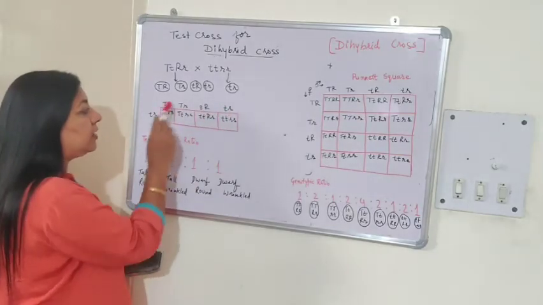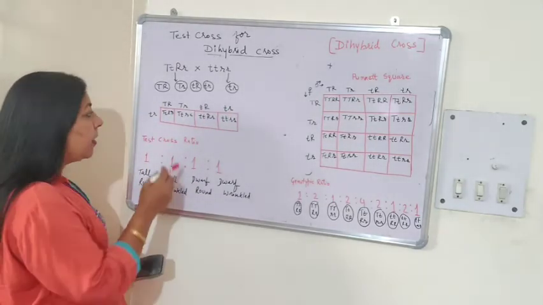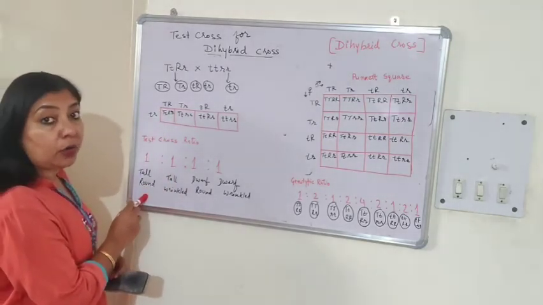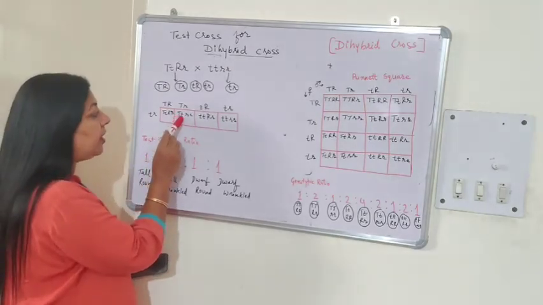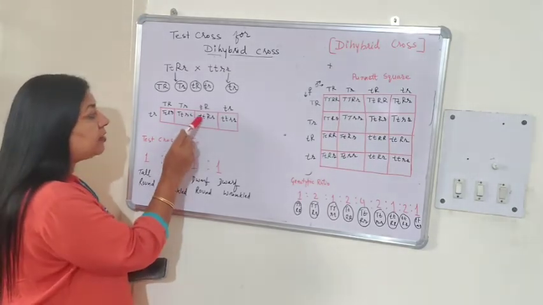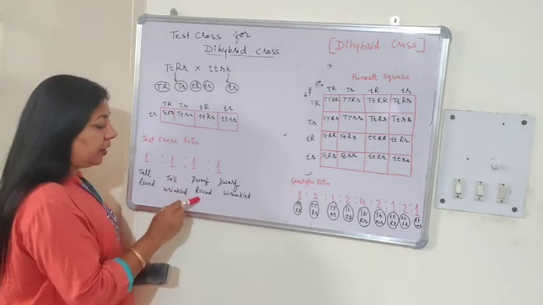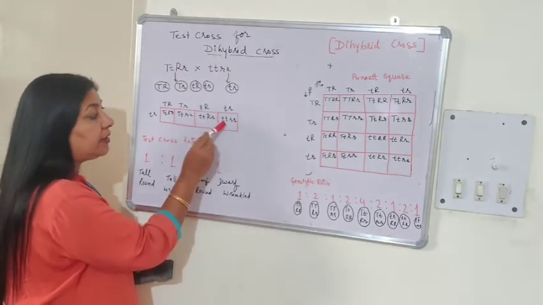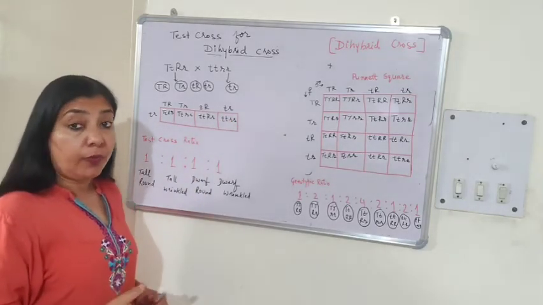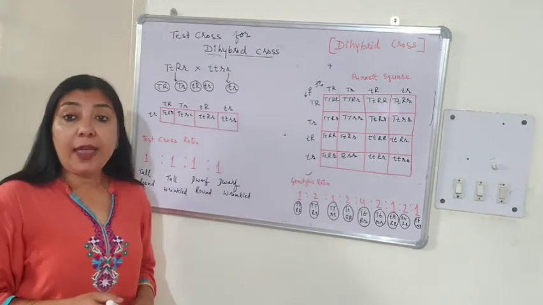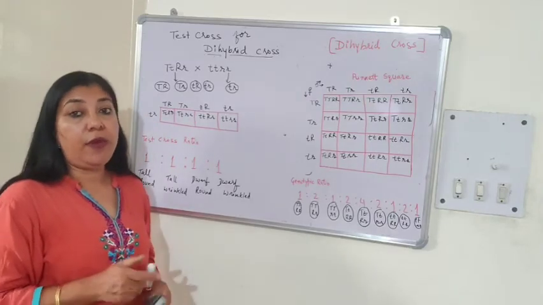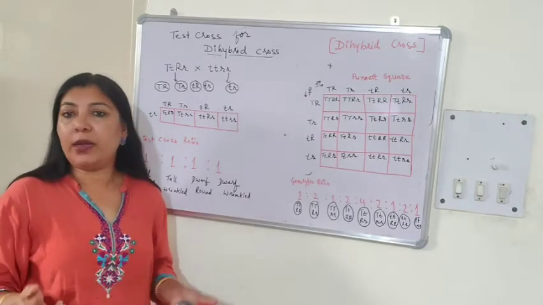So if you cross these gametes through Punnett square, we get capital T, small t, capital R, small r, which is tall round plant. Then it is capital T, small t, small r, small r. This one is tall wrinkled. Next is small t, small t, capital R, small r. It is dwarf round. And next is small t, small t, small r, small r. That is dwarf wrinkled. So, the test cross ratio for dihybrid cross is 1:1:1:1, whereas for monohybrid cross, it is 1:1.